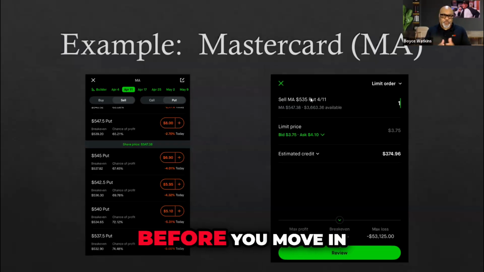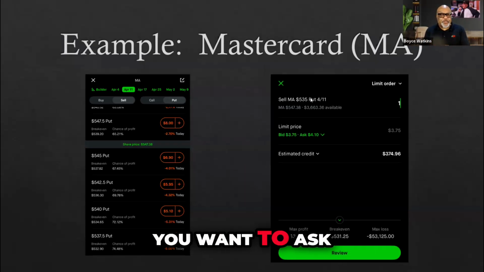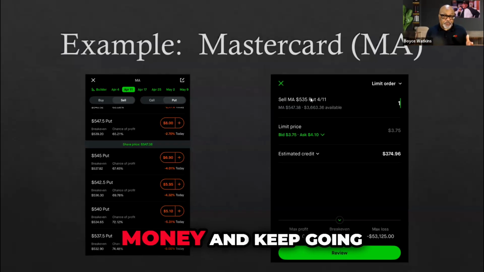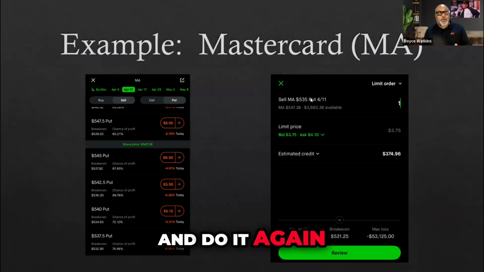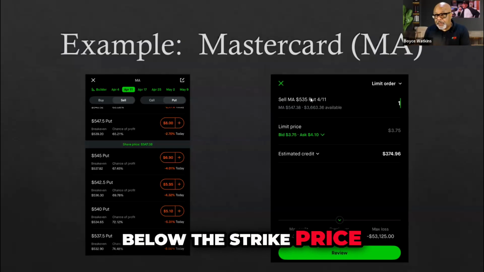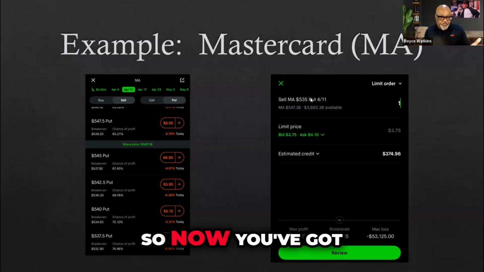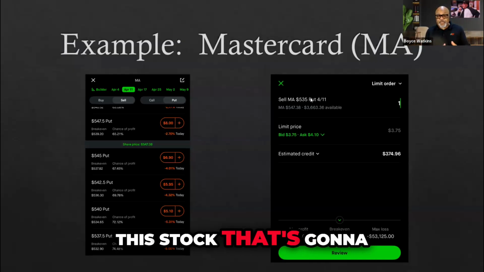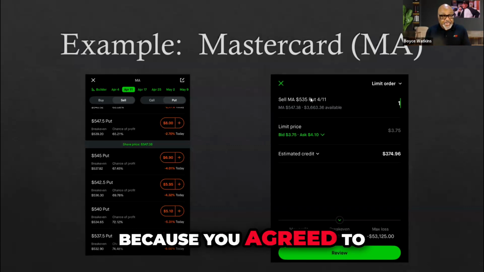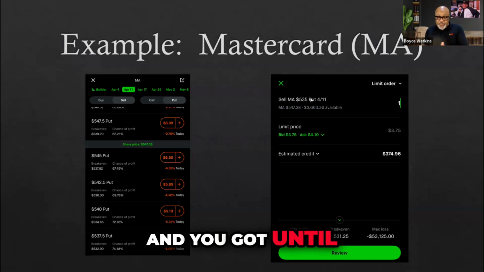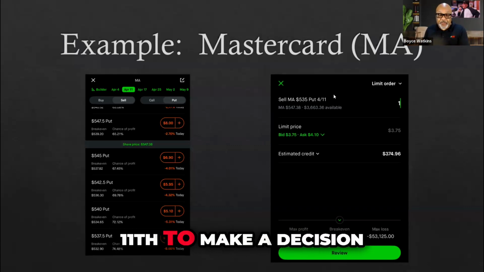So really before you move in and you collect the income, you want to ask yourself all the what ifs. Like what if it doesn't hit the strike price? So that's easy. I'm going to get my money and keep going and do it again. What if it goes below the strike price? Well, okay, then I got to decide, do I want to have the baby or not have the baby theoretically, right? So now you've got this stock that's going to be delivered to you because you agreed to buy it, and you got until 4 p.m. on April 11th to make a decision.